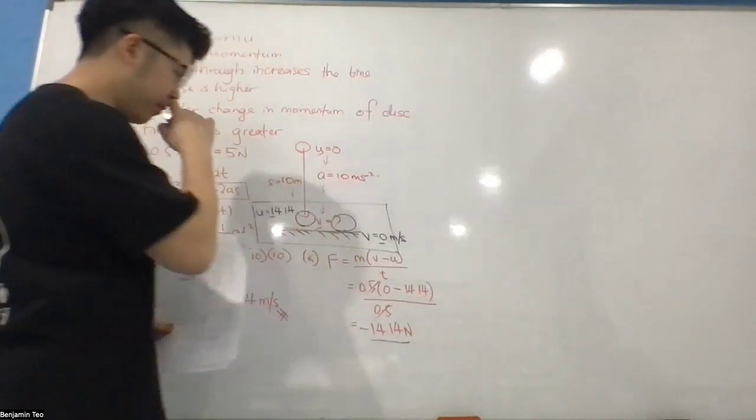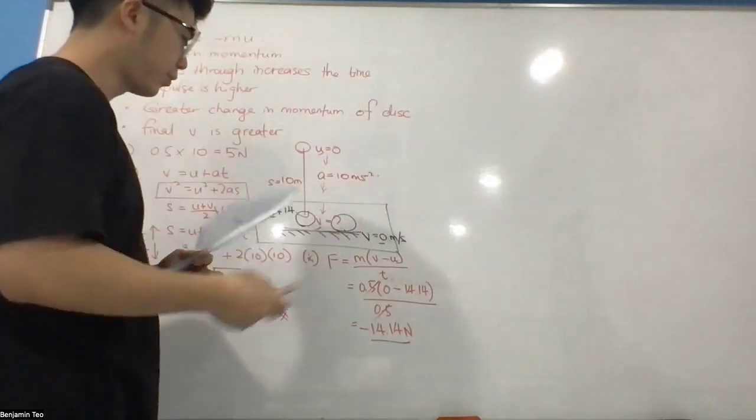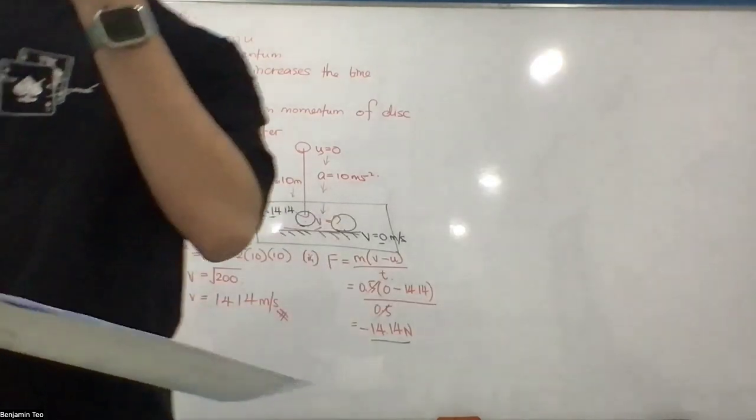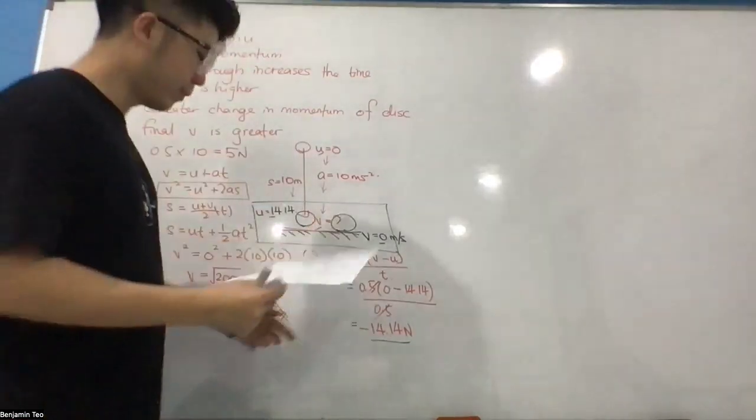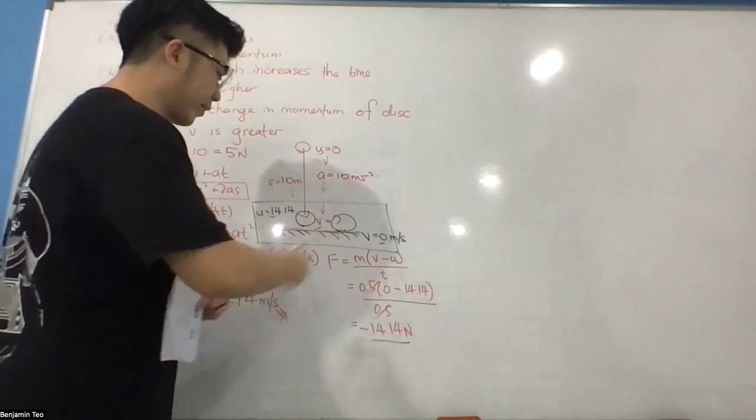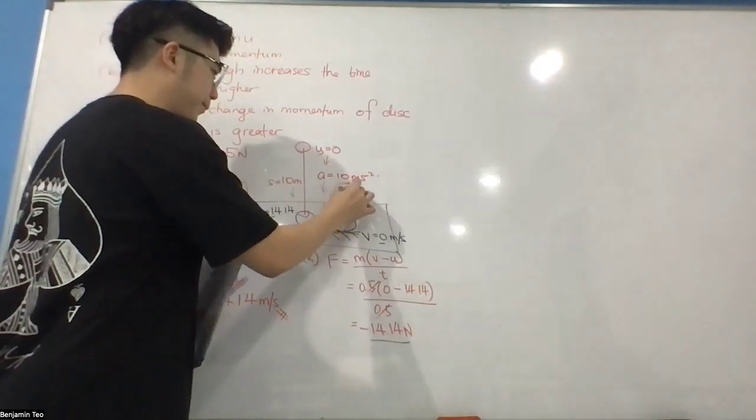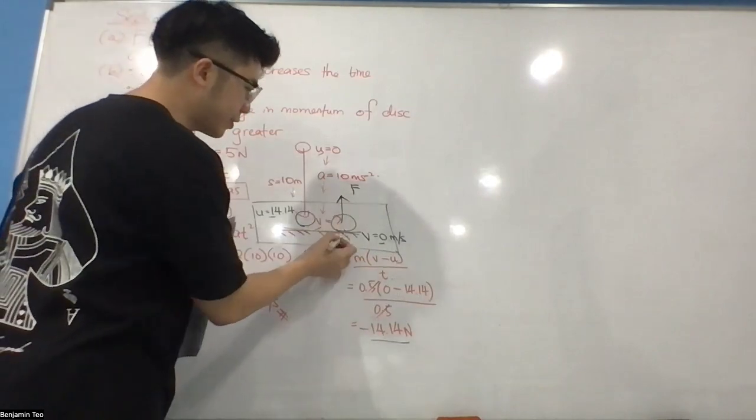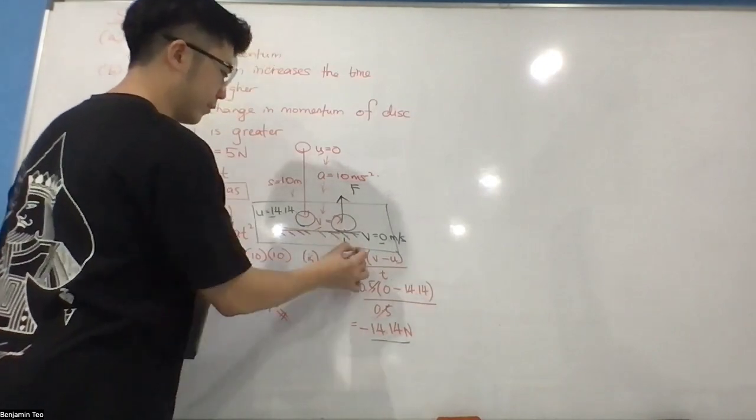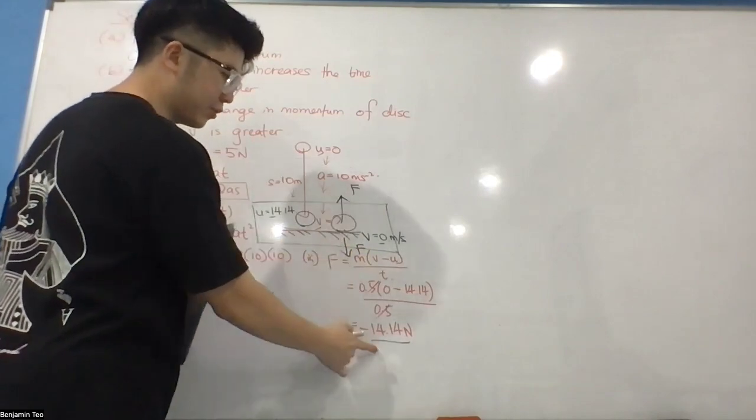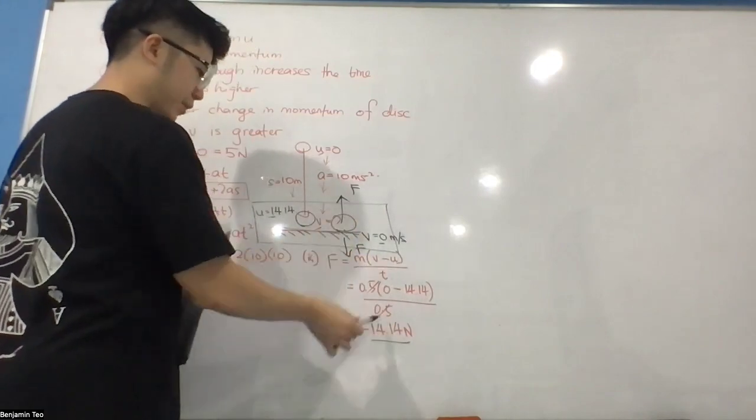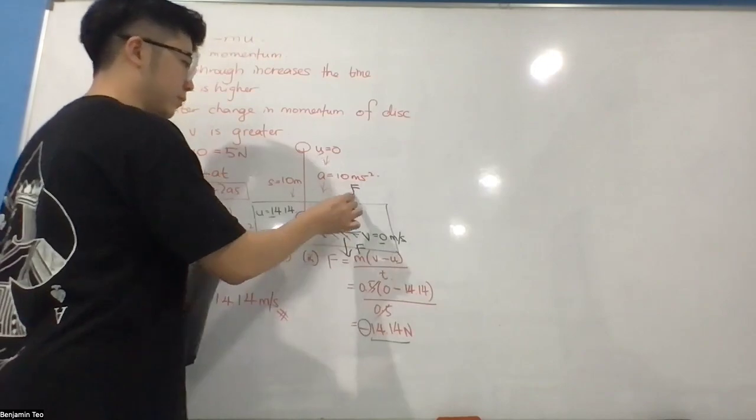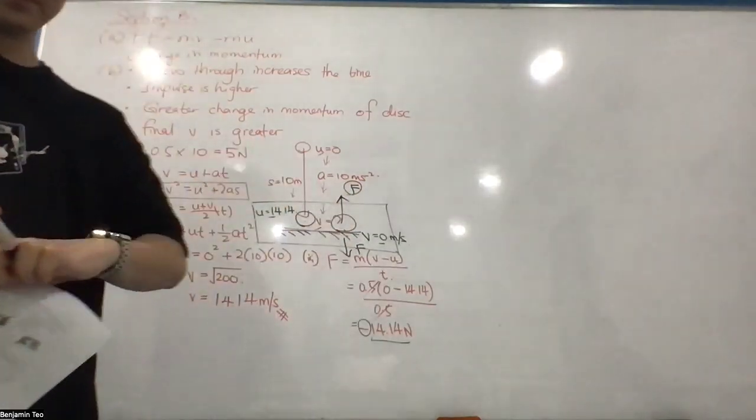The magnitude, 14.14. Okay, so minus, the direction of the force is upward, meaning that the direction of the force acting on the ball is up. This minus, you know Newton's third law says there is also a force acting on the ground, so these two are equal, both are 14.14.